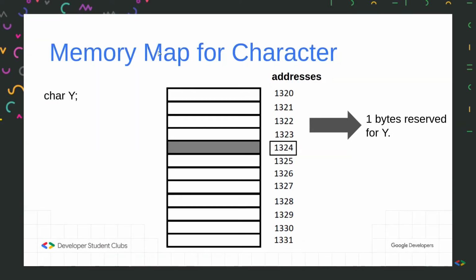And similarly, this is the memory map of a character. So when you say char y;, we want 1 byte to be reserved for y because characters take only 1 byte, so any 1 byte will be reserved for this character y. For integers we require 4 bytes, but for characters we require only 1 byte, and this has been allocated.